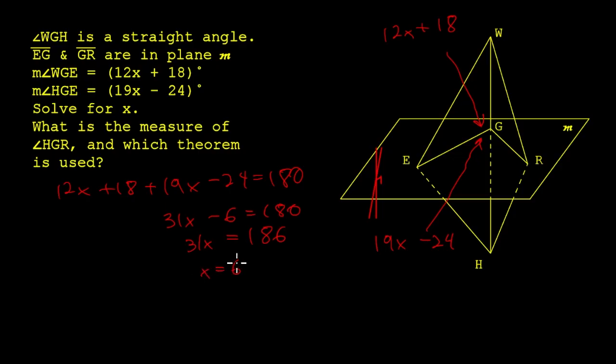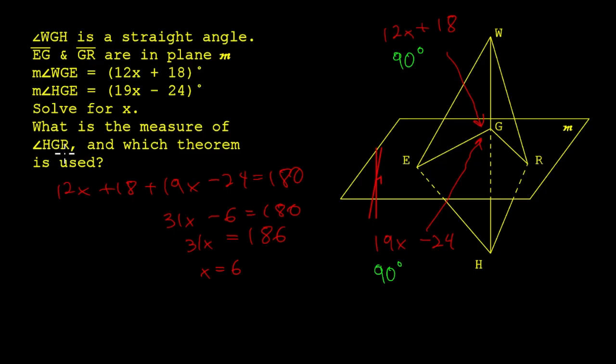So plugging 6 back in, we'll write it in green. 6 times 12 is 72 plus 18 is 90 degrees. And then 6 times 19 is 114 minus 24 is 90 degrees again. So we've solved for x, and x is 6, and it does turn out that each angle is 90 degrees. Now, the reason we did that was so that we can use it for the next one.